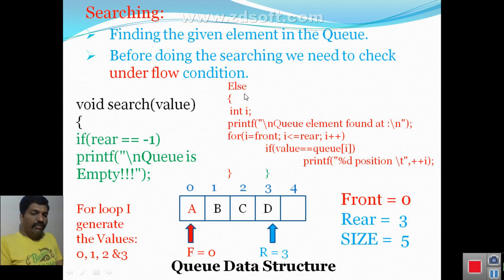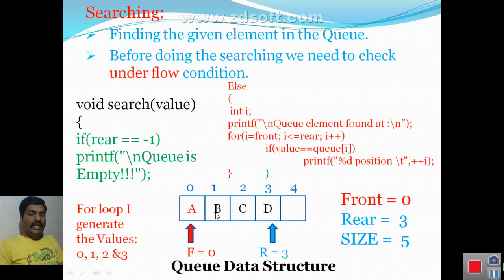The if body is indicated in green color, and the else body in red color. Initially I declare the variable i under the integer data type. Then I print a normal text message in the output, "Q element found at". The next line is a for loop. I am going to check from the 0th location element up to the rear location element.